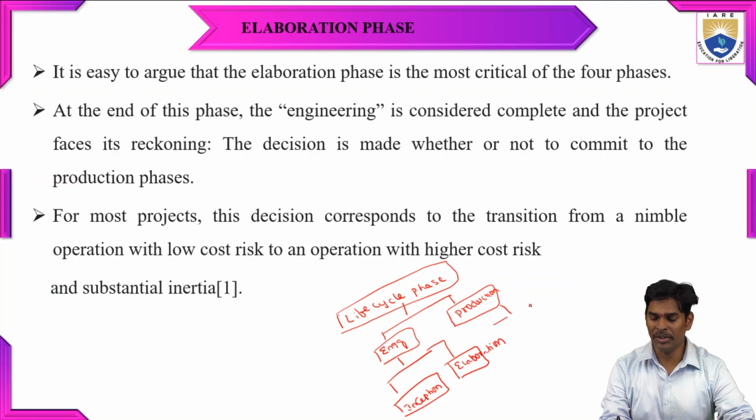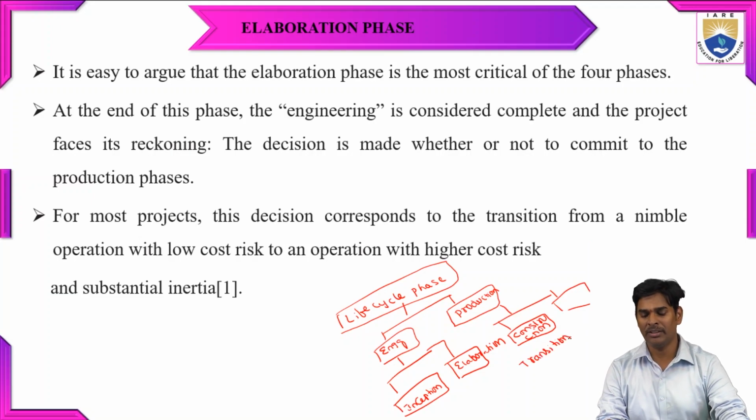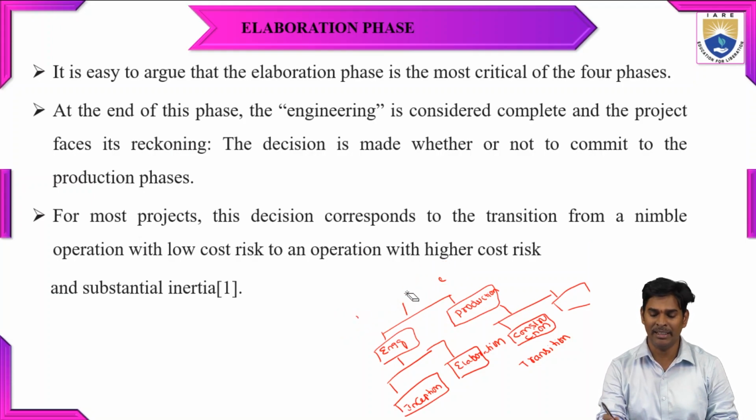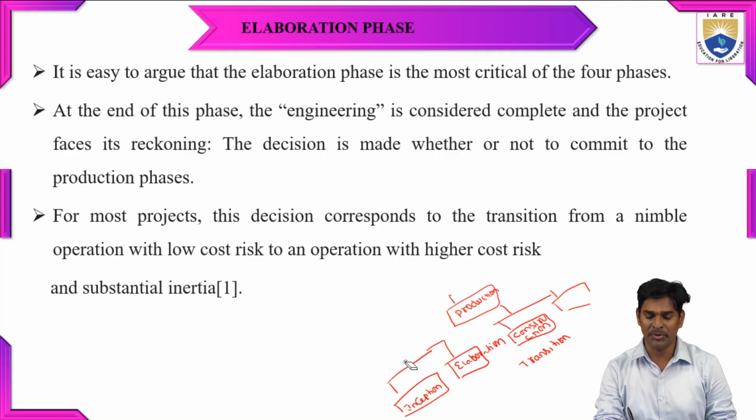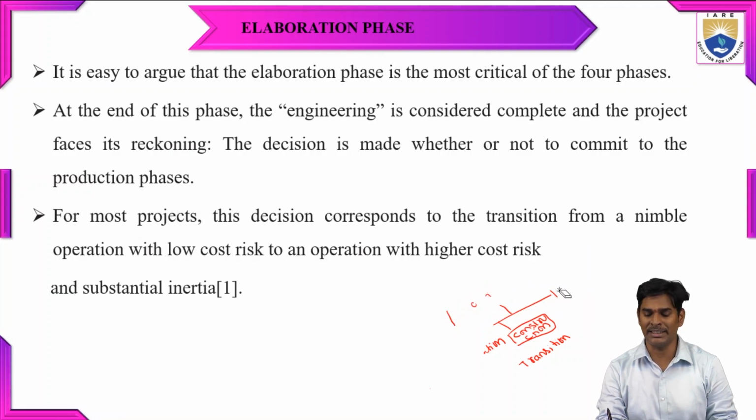Whereas the production is divided into two types: one is construction, and the other one is transition. So these are the life cycle phases. Actually we have four phases: the first is the inception phase, the next is elaboration, the third is construction, and the last is transition.